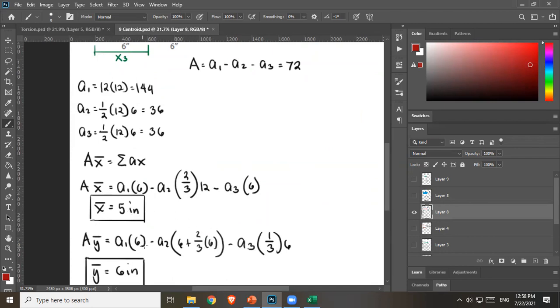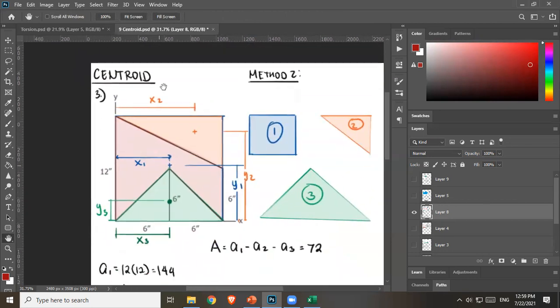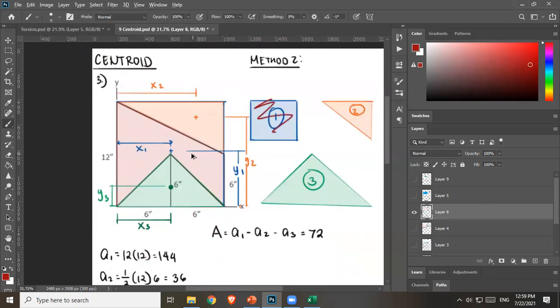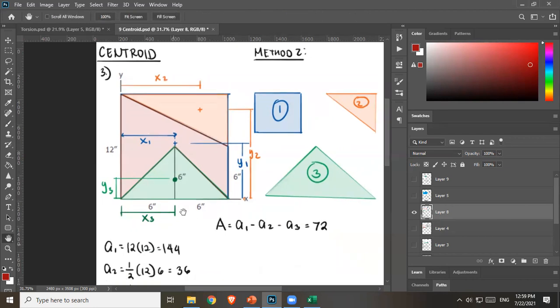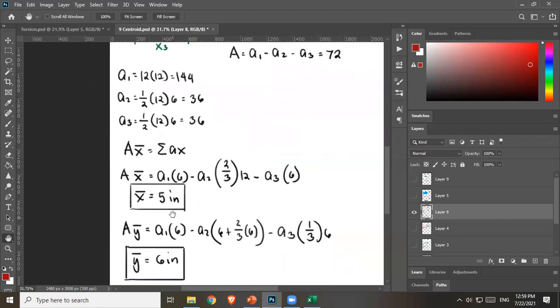And then same thing with Y bar. Let's start again with A1. Okay. So this is the centroid. Y is distance from the x-axis. So that's your Y1. And again, that's half the height. The total height is 12. Half of that is 6. So that's why this is 6.